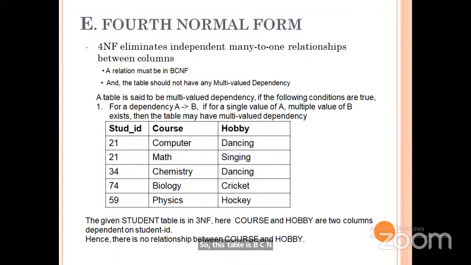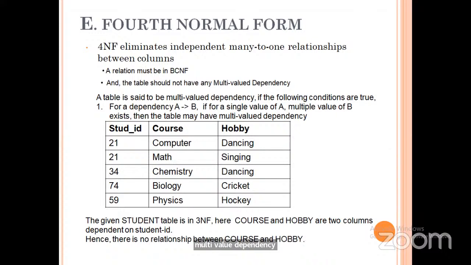This relation must be in BCNF. Before converting into fourth normal form, the relation should be in BCNF and the table should not have any multi-valued dependencies. A table is said to have a multi-valued dependency if the following conditions are true: for a dependency A to B, if for a single value of A, multiple values of B exist, then the table may have a multi-valued dependency.